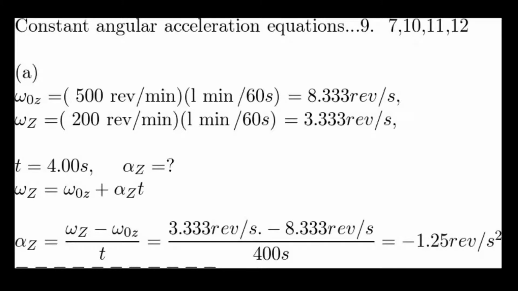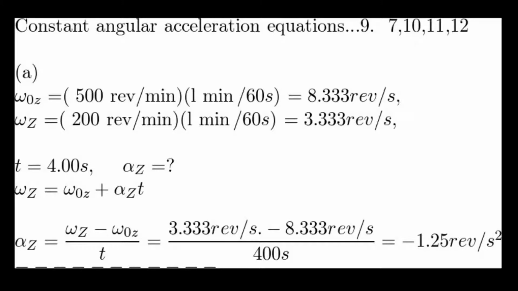Here in task A, to calculate the angular acceleration, we must first convert our two givens, 500 revs per minute and 200 revs per minute, into revolutions per second. To convert into seconds, we must multiply the two by 1 over 60 because we have 60 seconds in a minute. Now we have 8.333 revs per second and 3.333 revs per second.